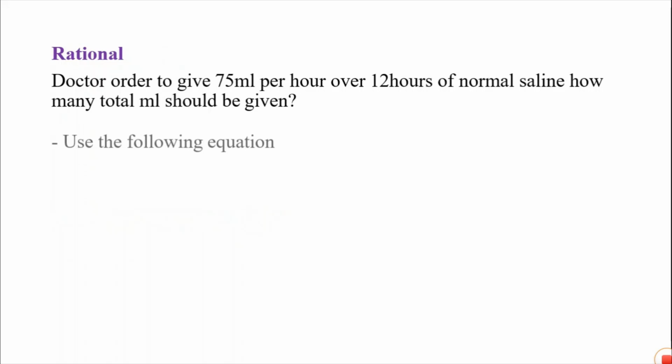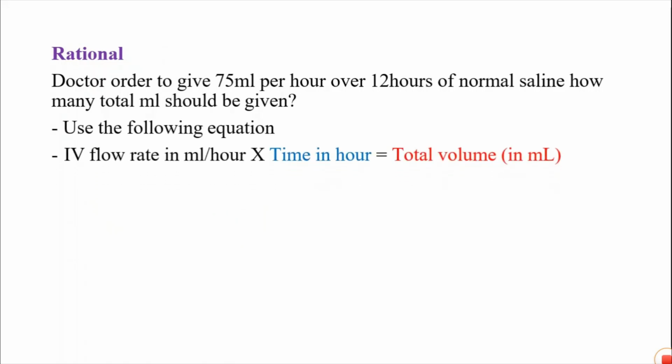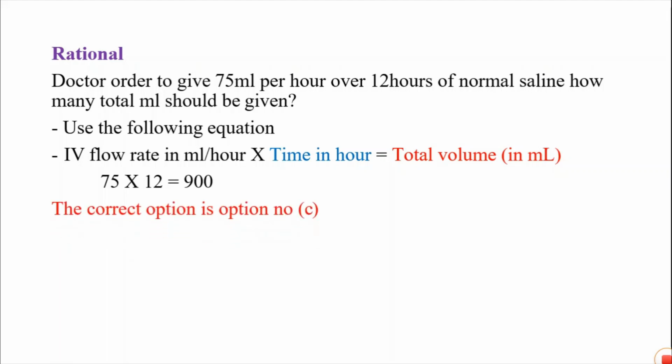This is the question. Use the following equation: IV flow rate in ml per hour multiplied by time in hours equals total volume in ml. So 75 multiplied by 12 equals 900. So the correct option is option number C.